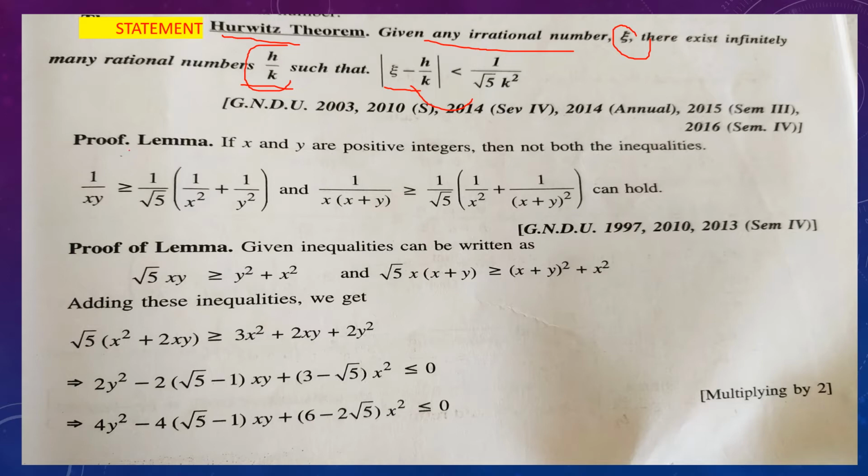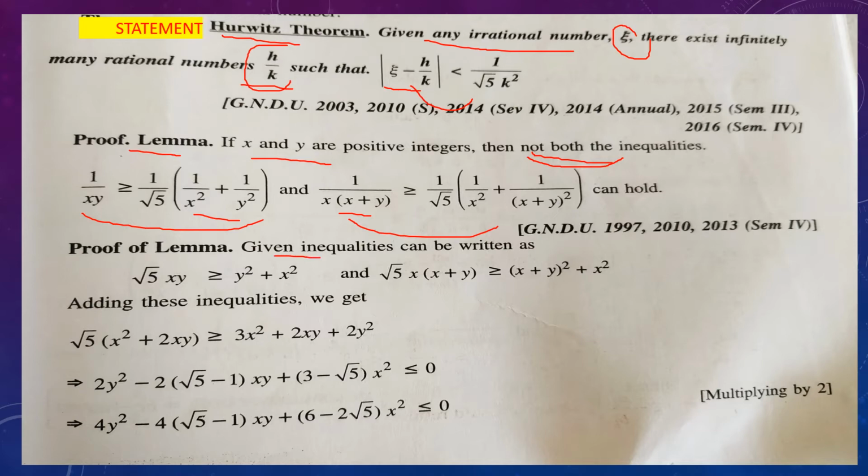First of all, we will take a lemma. If x and y are two positive integers, then we have to show that not both of these inequalities can hold together. This is inequality 1 over xy is greater than 1 by root 5, bracket 1 by x square plus y square. Here y is replaced with x plus y. So we have proved that these inequalities cannot hold together.